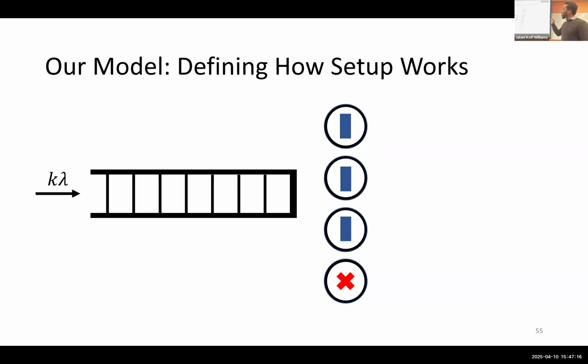Actually, there's one variation on this policy that I want to introduce now as well. That somewhat addresses the problem that you're talking about.